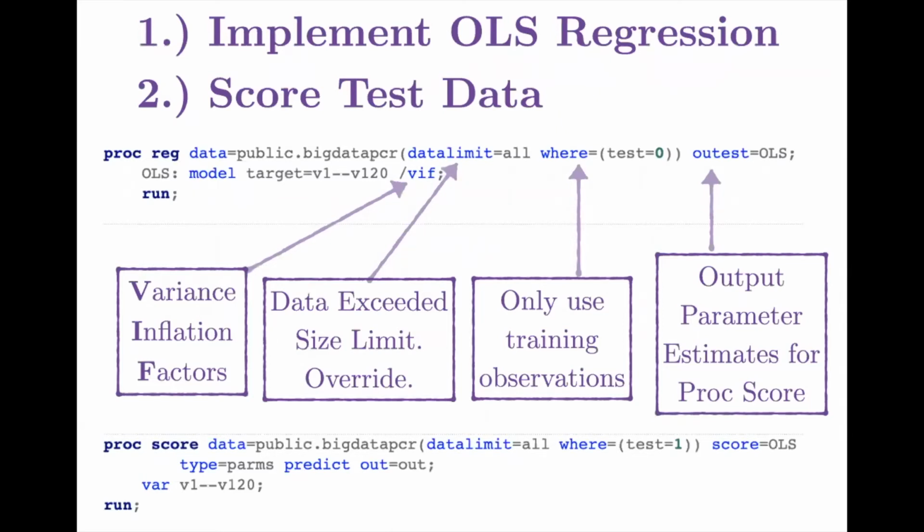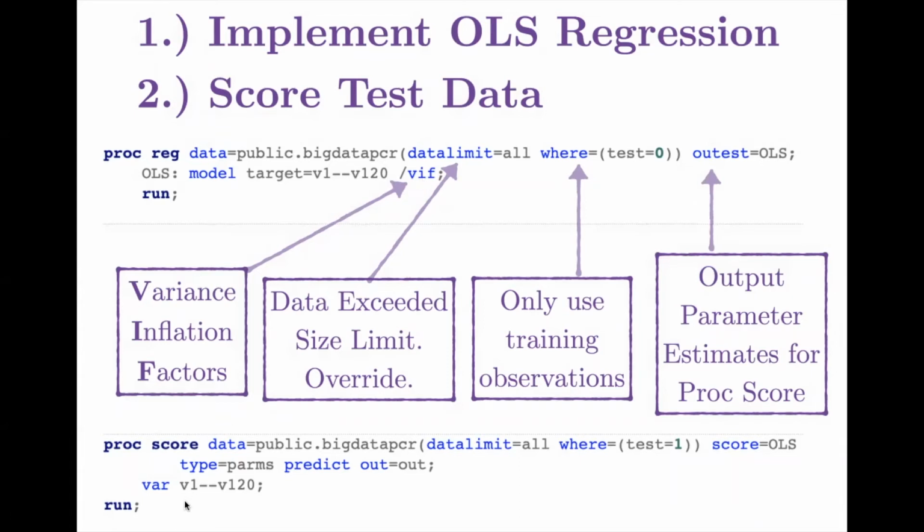least squares. For that, I'm using proc reg. Now, because this is a large data set, it actually exceeds the size limits on our server. So I have to override that and tell it to use all the data observations. I'm only using the training observations. And I'm going to output the parameter estimates so that I can score the test data. The model is target equals all of the variables. And you can also take a look at the variance inflation factors here if you would like.